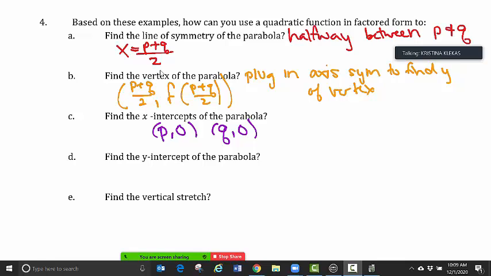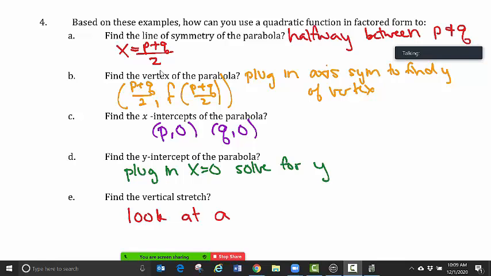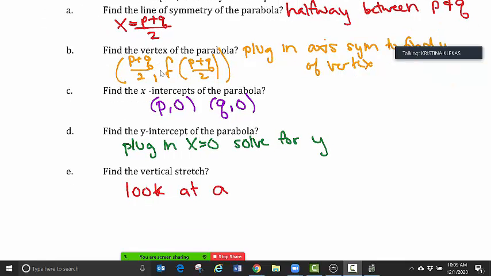Find the y-intercept. Plug in x equals 0 and solve for y. And then the vertical stretch is the a value. Look at a. Okay. If the absolute value of a is greater than 1, it's going to be skinny. It's going to get stretched. If the absolute value of a is between 0 and 1, it's going to get fat if it's a fraction.